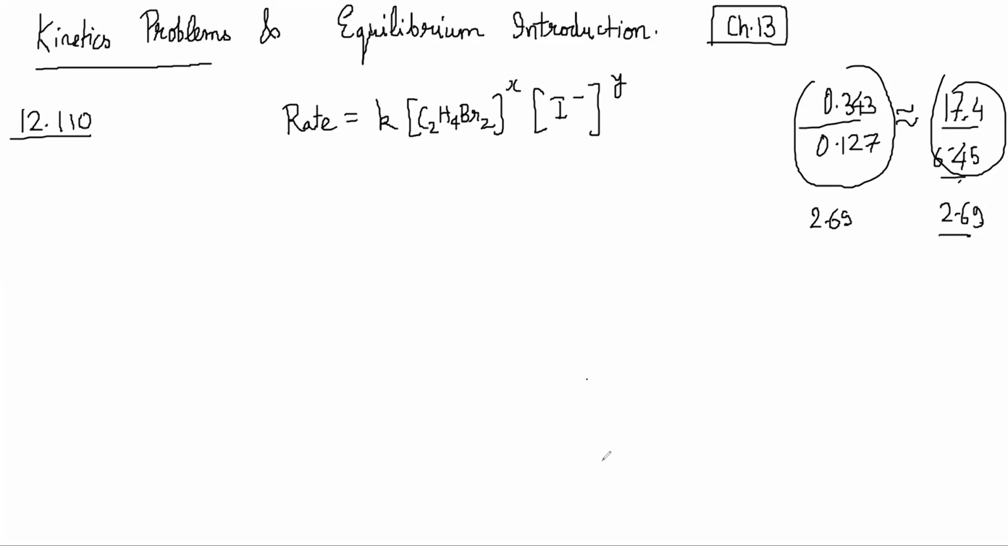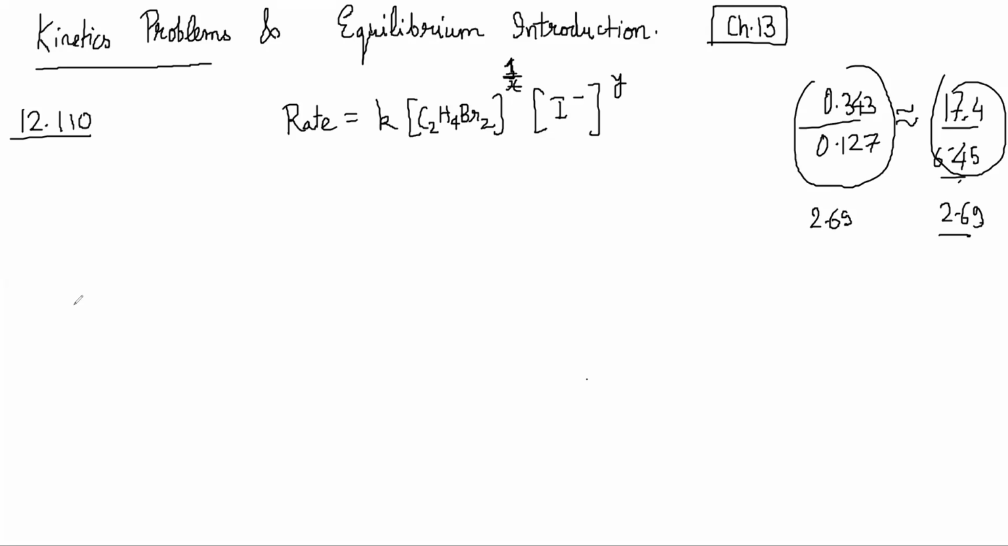So that means if you increase the concentration of C2H4Br2 by this amount, the rate increases by the same amount. So it is linear, so this is 1, right? Now let's look at experiments 1 and 3, because you have to change I minus to find the y power. Because we know it is linear, it will not be difficult for us to do now.